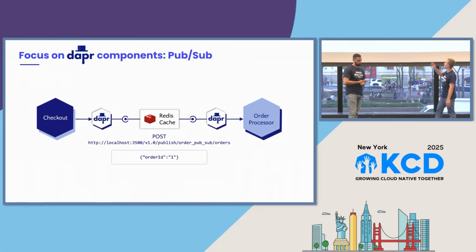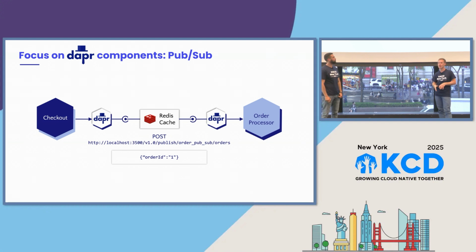If we have a look at the pub sub, your application will make an HTTP API call to Dapr's sidecar. And whether you are using RabbitMQ, Redis, Azure Service Bus, the API call will stay the same. It is only the Dapr component configuration that will change.